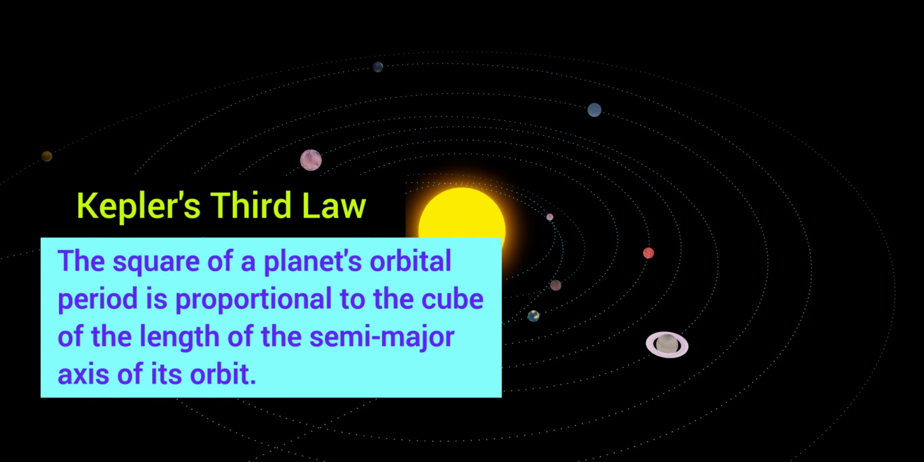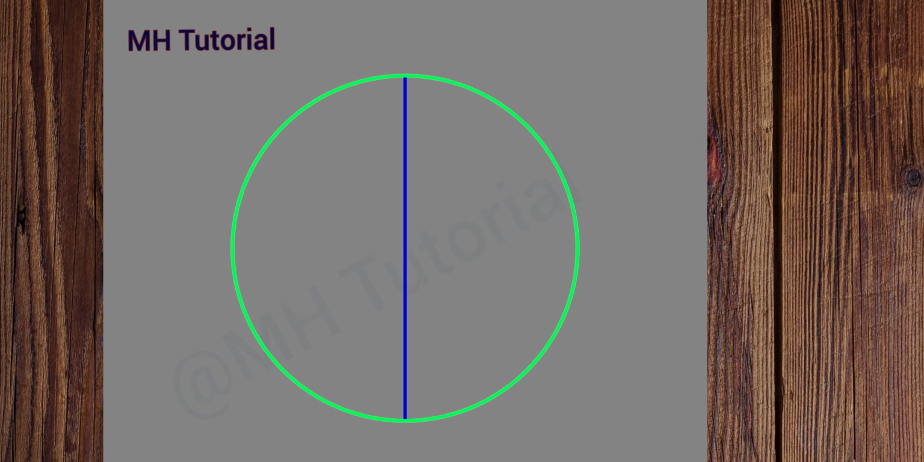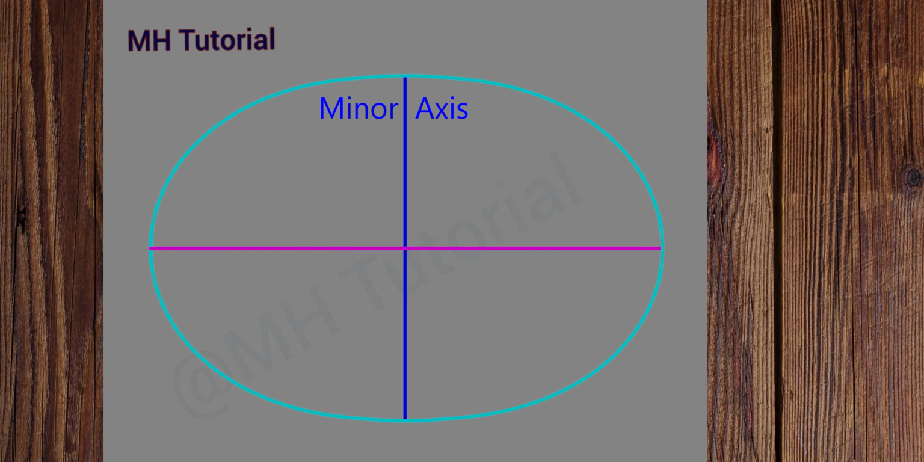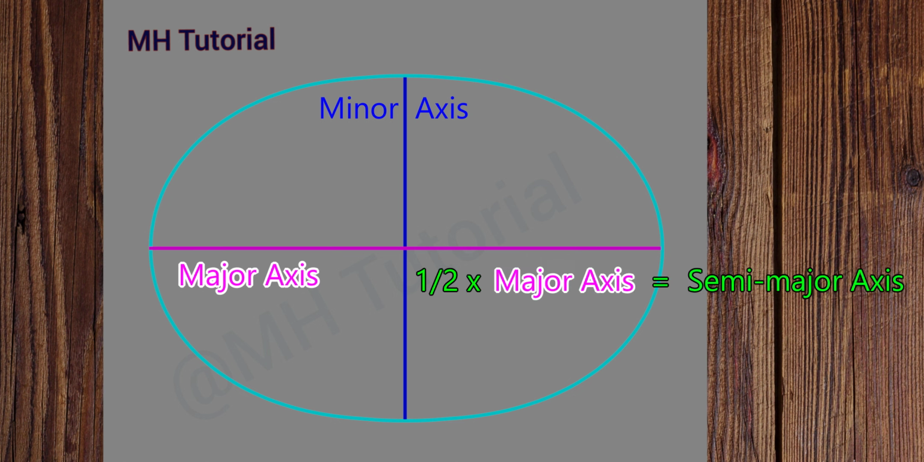The third law of planetary motion says the square of a planet's orbital period is proportional to the cube of the length of the semi-major axis of its orbit. The diameter of a circle is equal in every possible direction. But for an ellipse, it is not true. An ellipse has a variable diameter. The shortest diameter is called the minor axis, and the longest diameter is known as the major axis. Half of the major axis is called the semi-major axis.